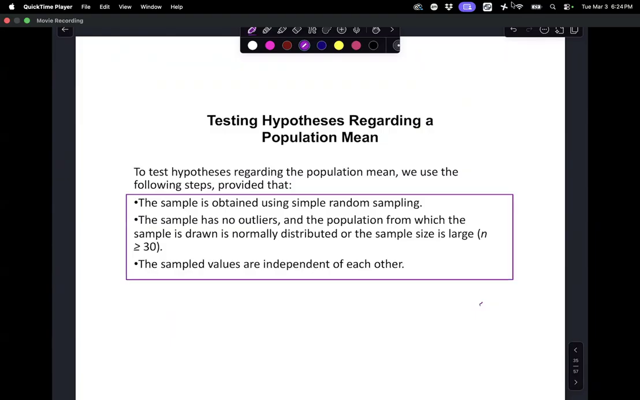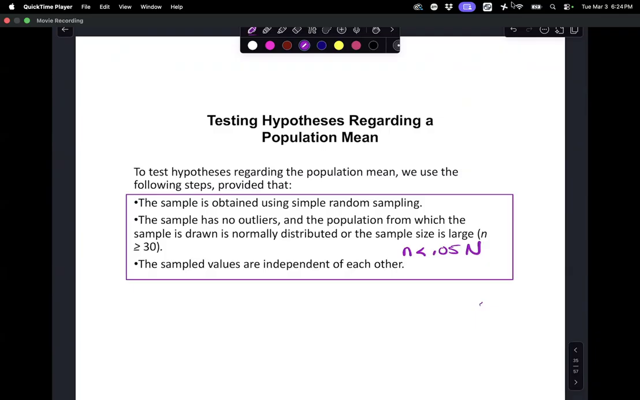Notice that with a mean, we don't do np(1-p) greater than or equal to 10. It doesn't even make sense. So remember the rules regarding if it's normally distributed: either the population is normally distributed or the sample is greater than or equal to 30. Sample values are independent, that is, our sample size is less than 5% of the population. So these are the things you're going to test.